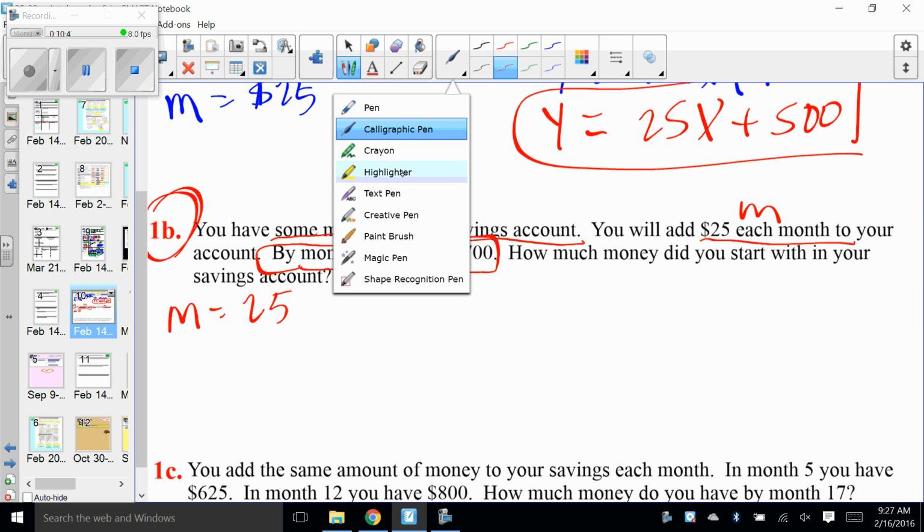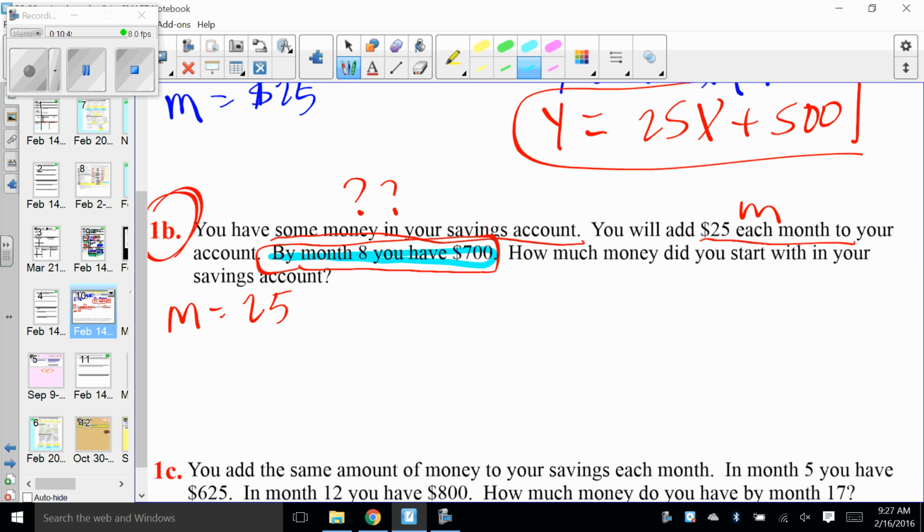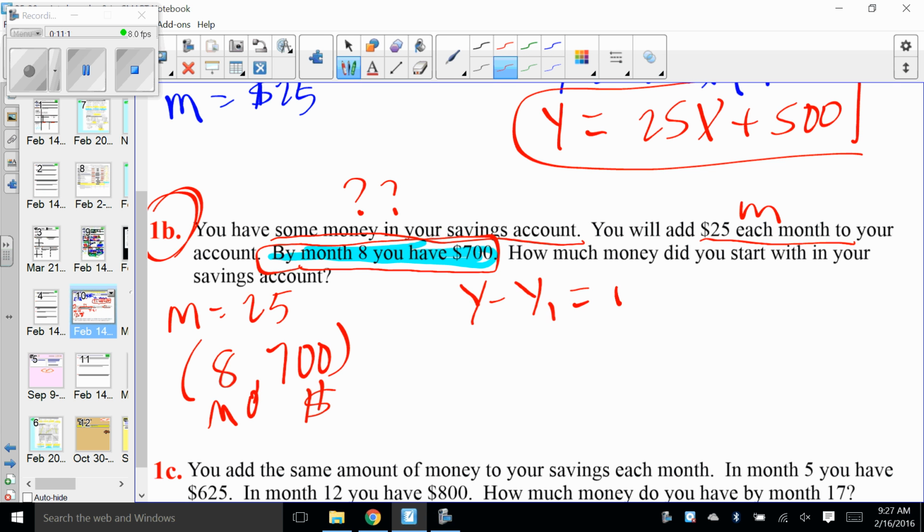Check this out. First time you've seen this. By month 8, you have $700. Guys, this is a point. 8, 700. By month 8, you have $700. You have what's called a point slope. How much money did you start with? Well, we know the answer is $500, but we can't use part A. We have to assume that 1B is a brand new question. Point slope: y minus y1 is equal to the slope times x minus x1.